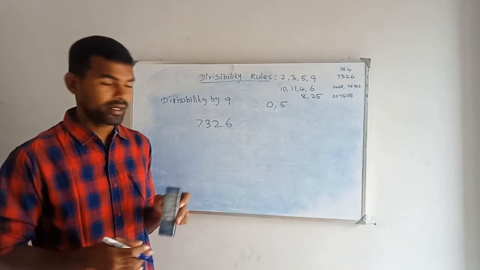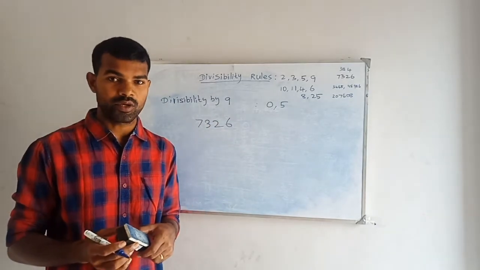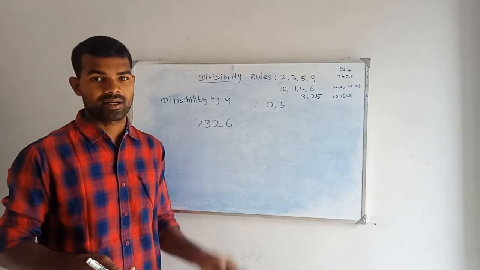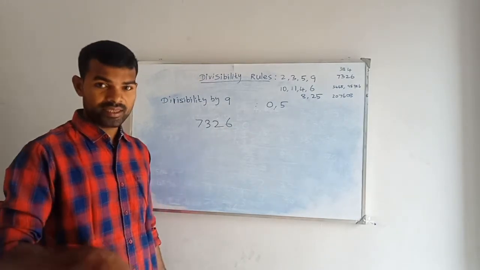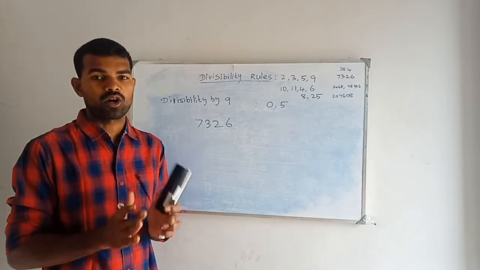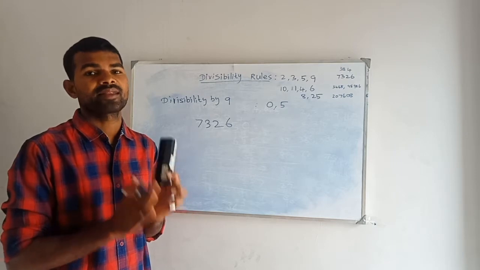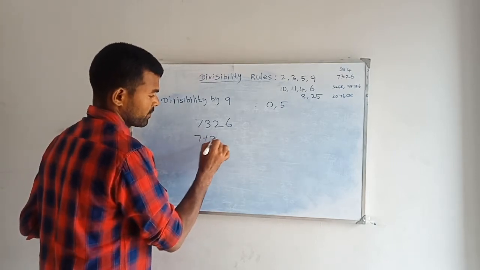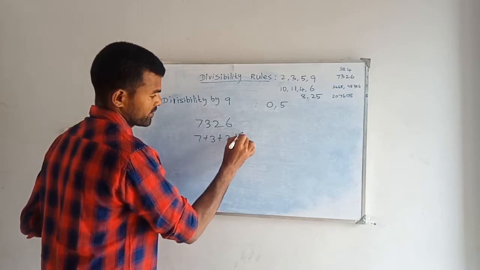Let us take one number here, 7326. Can this number be divided by 9 or not? To check that, what do we have to do? We have to add all the digits and find the sum of the digits: 7 plus 3 plus 2 plus 6.